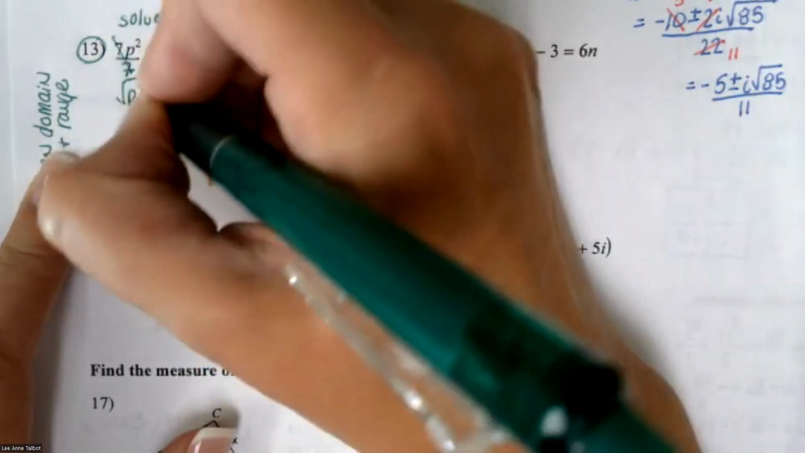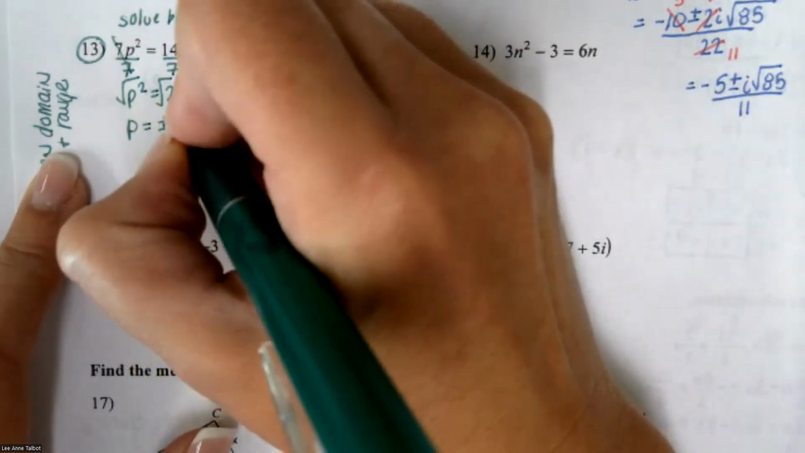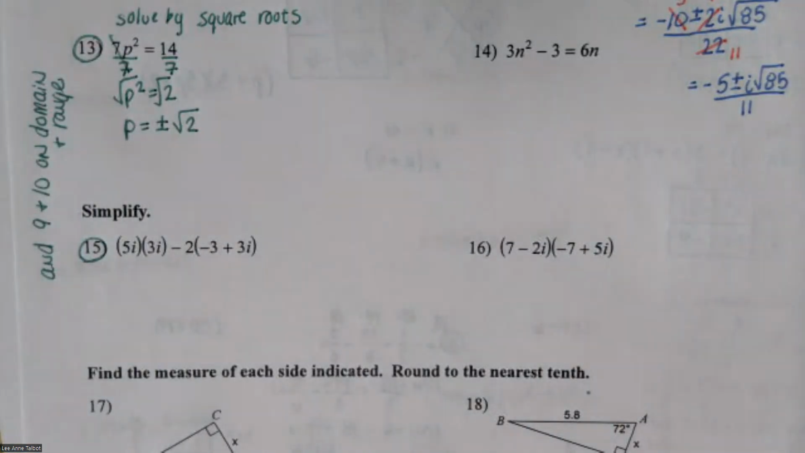Square root. P equals plus or minus the square root of 2. Done. Now you would have gotten plus or minus the square root of 2 with quad formula. You would have gotten 0 plus or minus square root 2 over 1. And then you would just not put the 0 plus or minus and you wouldn't put the 1.